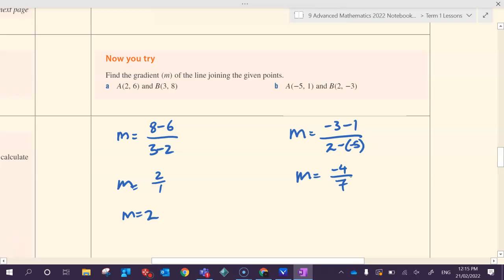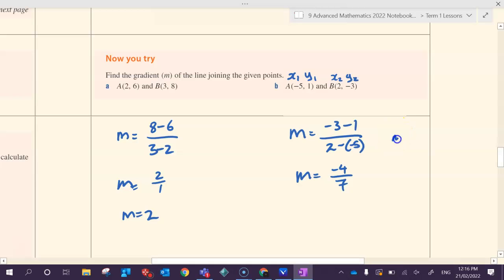B's the same. y2 take y1 over x2 take x1. Negative 3 take 1, negative 4. 2 minus negative 5. When you subtract a negative, that's adding, isn't it? 2 plus 5 is 7. x1, y1, x2, y2. Remember I said, hot tip, if you sometimes get them confused, make sure you label them first. Then you'll get the bits in the right place. It'll make your life easier. Good observation. Yes.